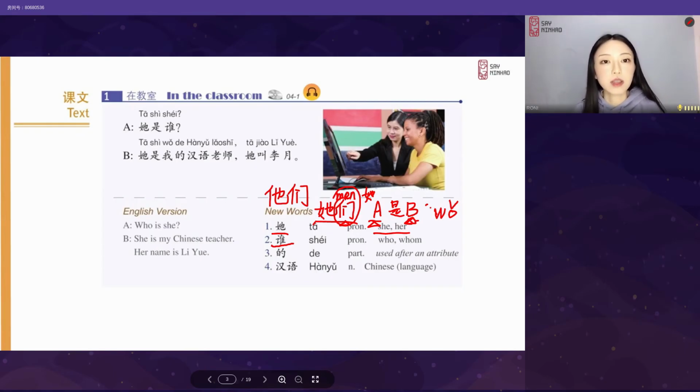It is an interrogative pronoun. Okay, who or whom. Next one is 的, 的, 的. The initial 的, and the final and the tone is neutral tone. So we need to read it soft and quick.